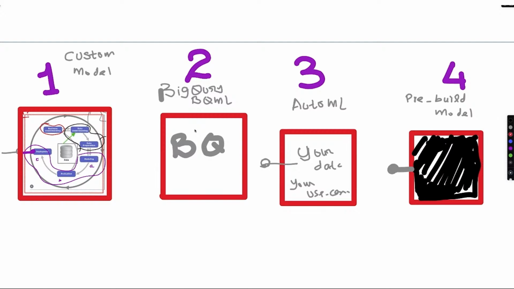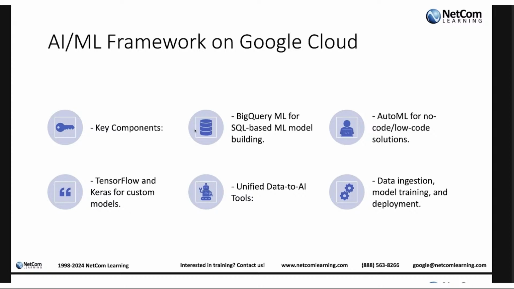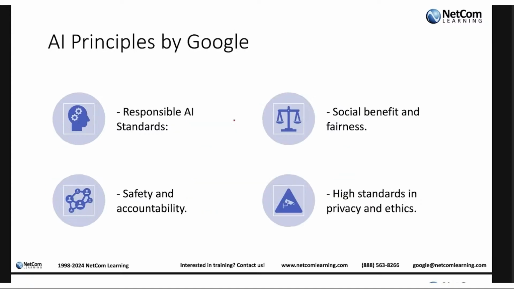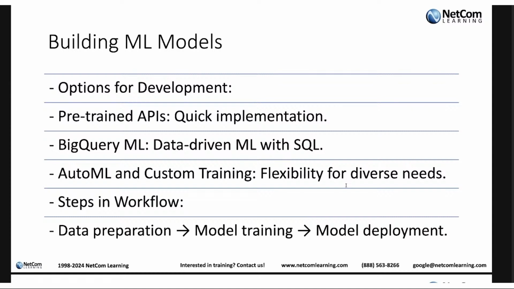Now this is, we said BQML. We use BQML for AutoML. Now I think it makes sense. We use BQML here. Now I talked about the responsible AI. So these are AI built by Google. This is based on principles: safe, responsible, and responsible for social benefits and fairness, accountability, and high standards.